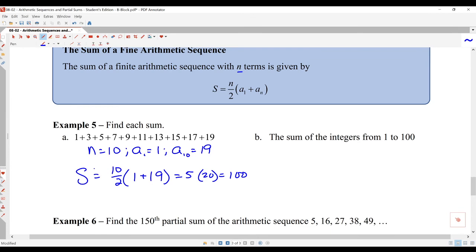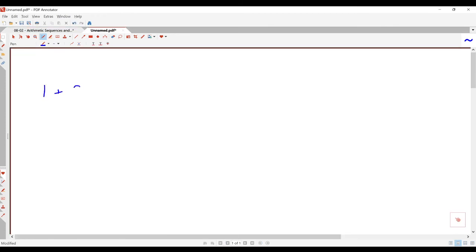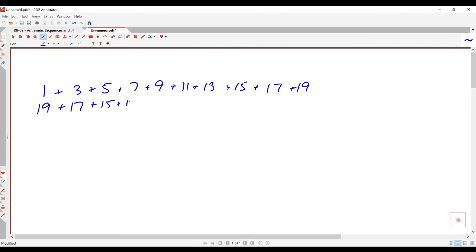So what I want to do real quick, I won't erase it. I'm going to go ahead and leave this here. I'll just open up a new one. So if we have 1 plus 3 plus 5 plus 7 plus 9 plus 11 plus 13, 15, 17, and 19. This is one way that was shown to me that I can kind of justify where that whole formula comes from. Here's the idea. Take that list of numbers and reverse the order. So 19 plus 17 plus 15 plus 13 plus 11 plus 9 plus 7 plus 5 plus 3 plus 1.